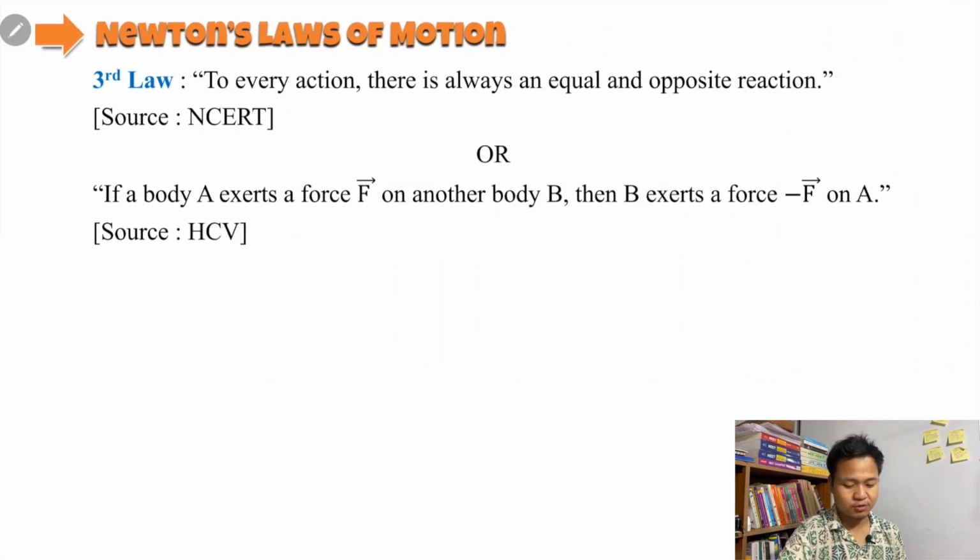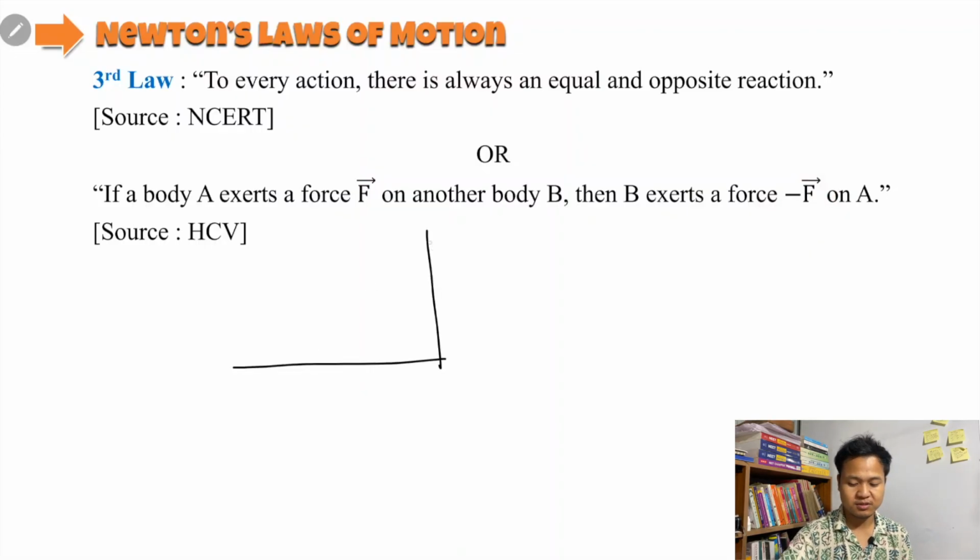Next, you have the third law. Third law, everybody knows this. To every action, there is always an equal and opposite reaction. Suppose a body A exerts force F on another body B, then B also exerts the same amount of force on A but in the opposite direction. So here, if A exerts F, then B exerts minus F. Minus in a vector means opposite.